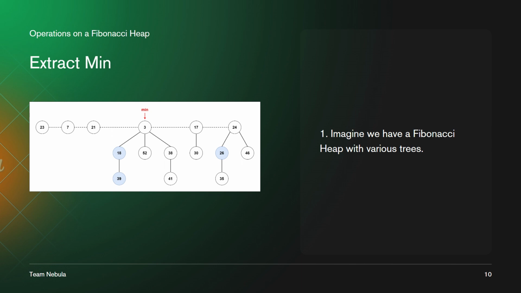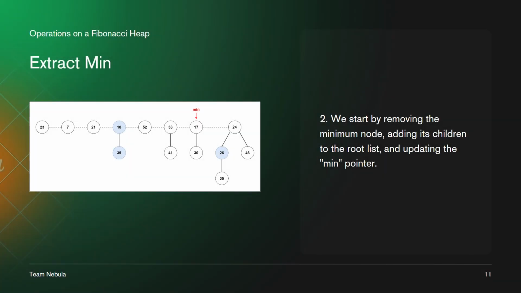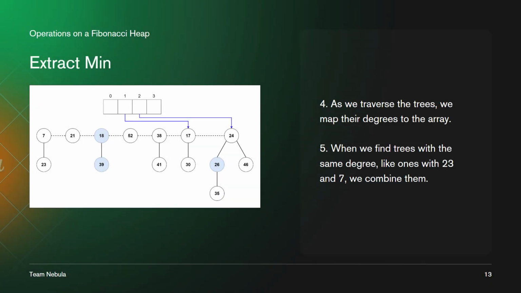This process might sound complex, so let's break it down with an example. Imagine we have a Fibonacci heap with various trees. Next, we start by removing the minimum node, adding its children to the root list, and updating the min pointer. Let's say the maximum degree in our tree is 3. So we create an array of size 4, one extra for convenience. As we traverse the trees, we map their degrees to the array.